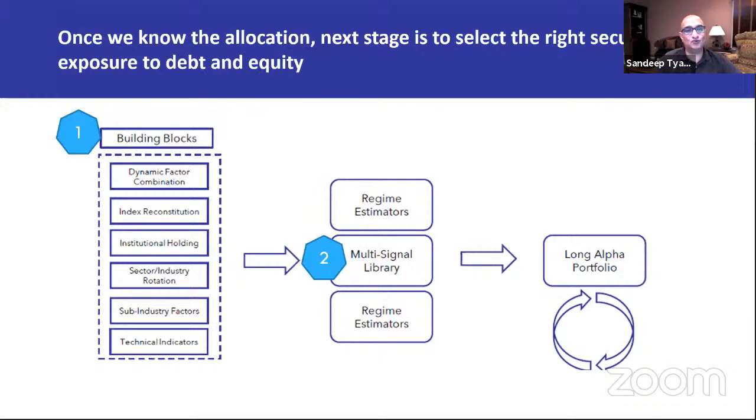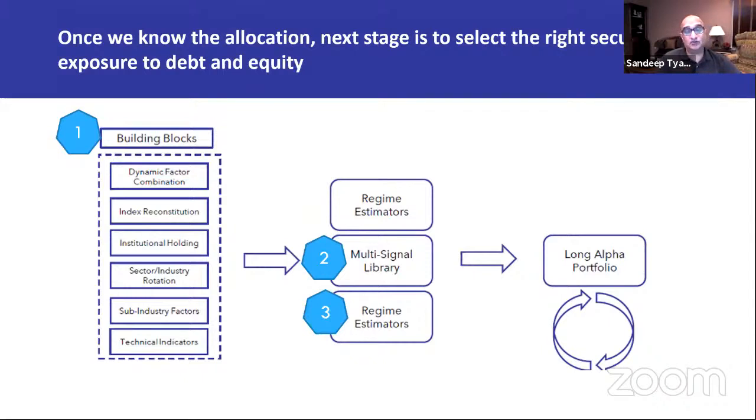Simplest way is you give equal weight to all your factors. But that's not a very efficient method, because some factors work at some point and then they don't work. This is why we have to build the third leg of this building block, called a regime estimator, which means we have to understand what is happening right now. Is momentum working? Is value investing working? Is a given factor out of our library of 100 factors working well? That has to be estimated somehow.